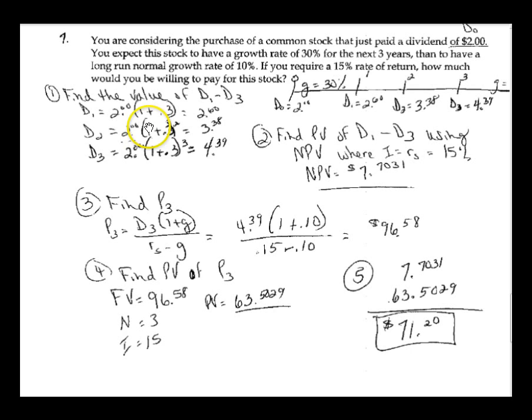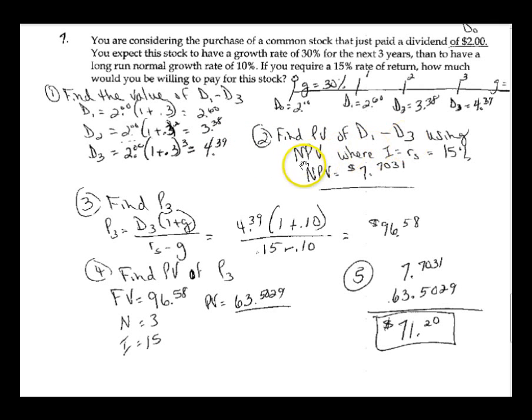You can do $2 times 1 plus 0.3 to the second power. That works. Or you could just do $2.60 times 1 plus 0.3. That works as well. These are your dividends you should find when you solve for them: 260, 338, and 439.